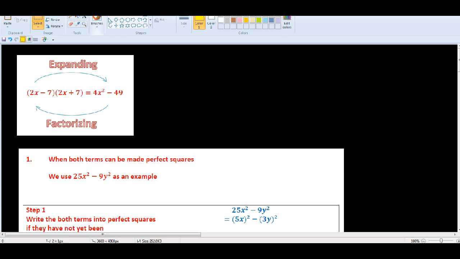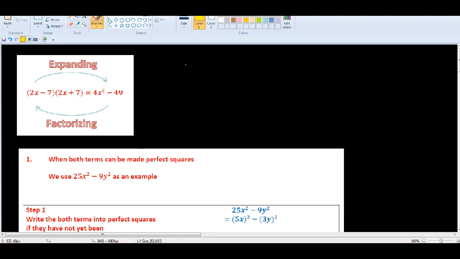Okay, so we've learned this. This is what we call difference of squares, or DOS. From the left hand side to the right hand side, we've been doing expanding before, and going back is what we call factorizing. Let's see if we still remember how to do the expanding, then we are going to reverse the process, then you know what happens.